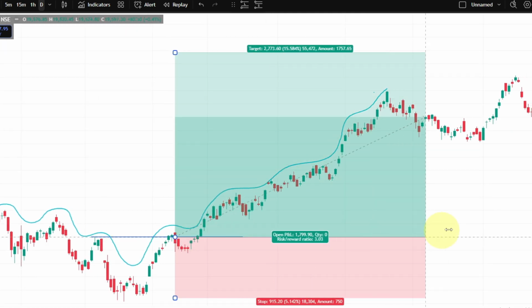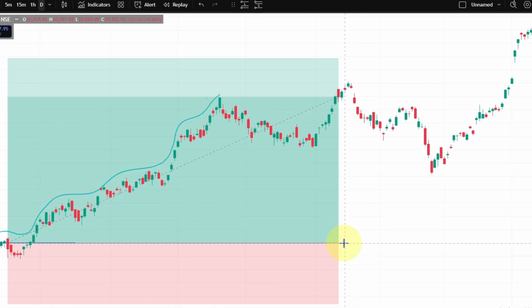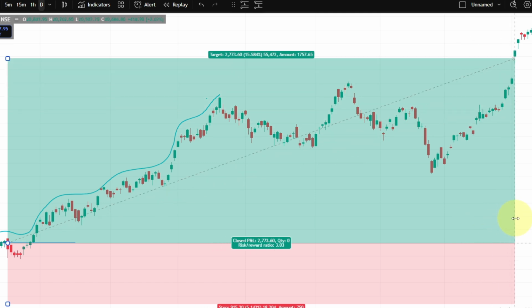So let's check whether we got our target or hit our stop loss. Okay, as you can see, we successfully got our target.